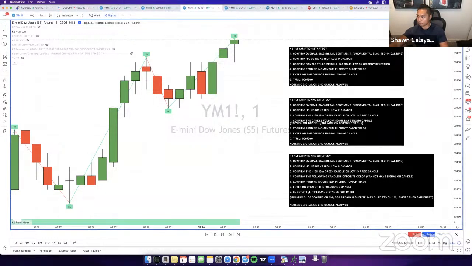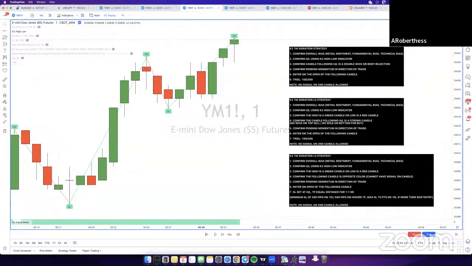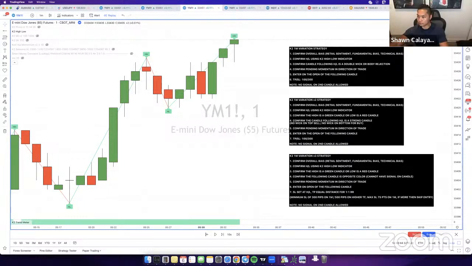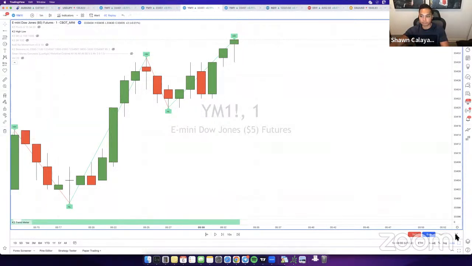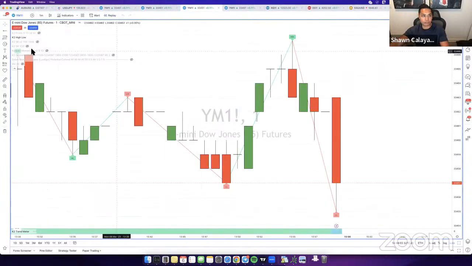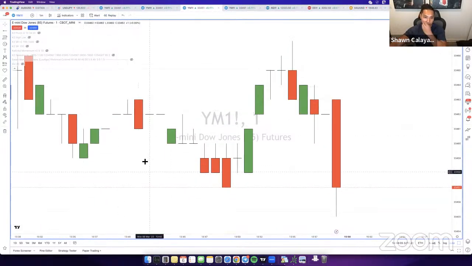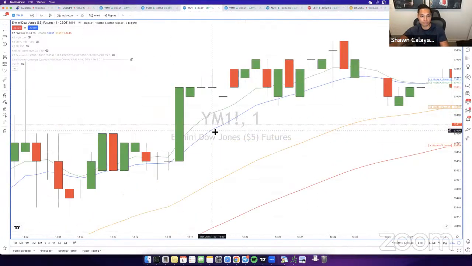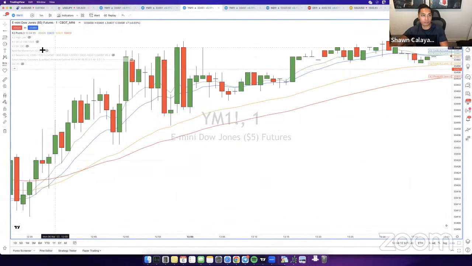Let's see, question from Andy. Andy's asking, is there any harm in having the pivot lines one color, or is there a reason for multiple colors? There really isn't much harm, but it helps to identify. Let me take everything off the chart here. The colors of the pivots are really just to show you the strength of the pivot. Let me scroll back a little bit and turn off the candles.